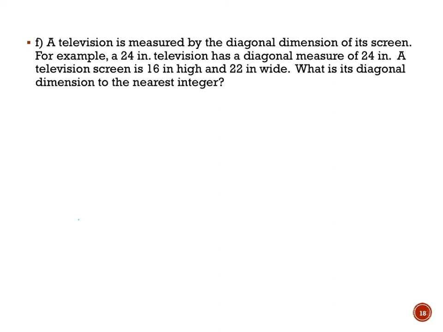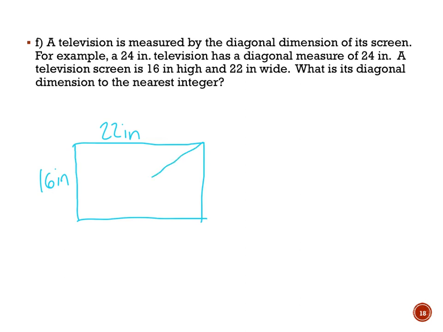So it's 16 inches high, and it's going to be 22 inches wide. I'm going to go ahead and make my whole TV. So 16 inches high, 22 inches wide, but it wants to know the diagonal part. So this is my c, my missing piece. Okay, so we'll use a squared plus b squared equals c squared. Remember, we're rounding to the nearest integer.